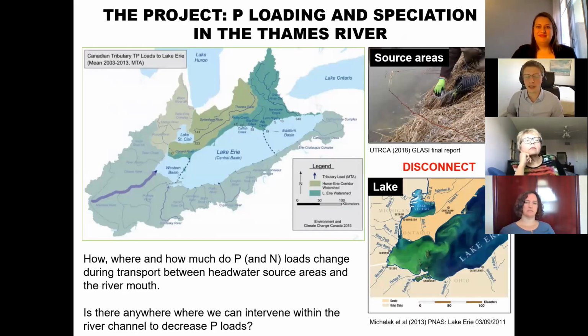So the project I'm going to talk about is an ongoing project. It started in 2017, and it's investigating phosphorus loading and speciation changes in the Thames River. I'm sure a lot of you are aware there are big problems with eutrophication and algal blooms in the western basin of Lake Erie, as you can see on the bottom right.